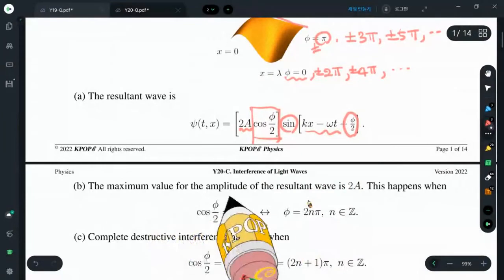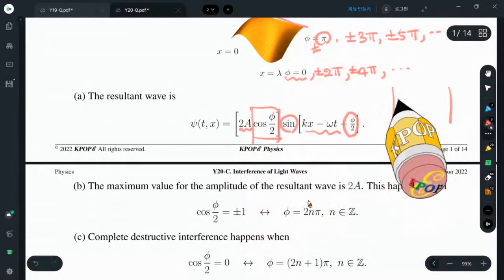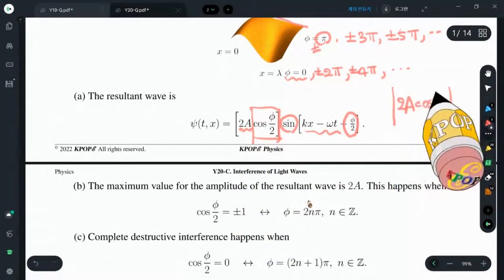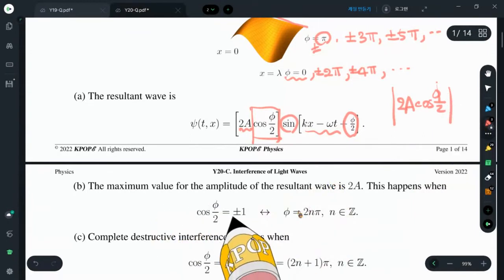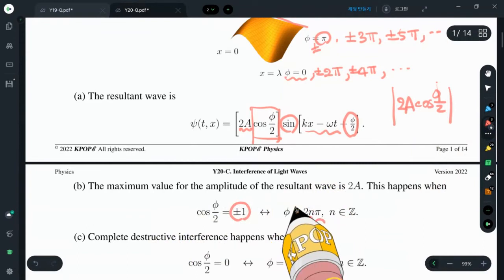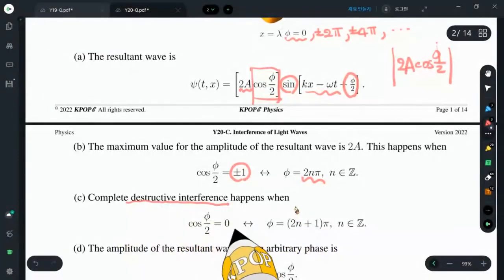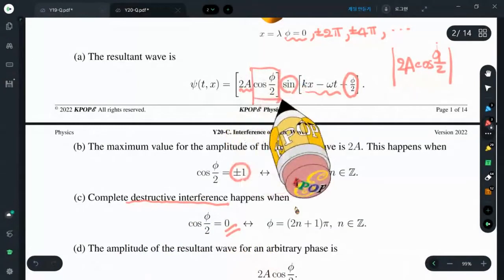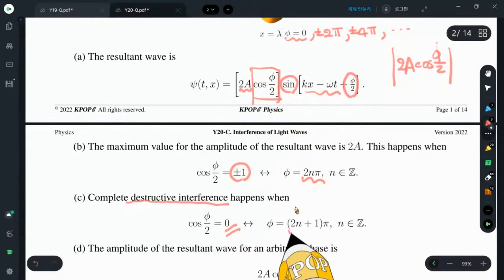The maximum value for the amplitude. Amplitude is just the absolute value of this one. And maximum amplitude is achieved when this one becomes plus or minus 1, and we know complete destructive interference, amplitude becomes 0, so the resultant wave is 0. That is achieved when we multiply an odd number by pi.